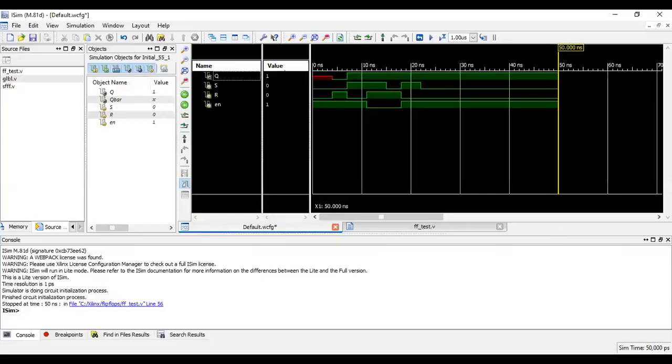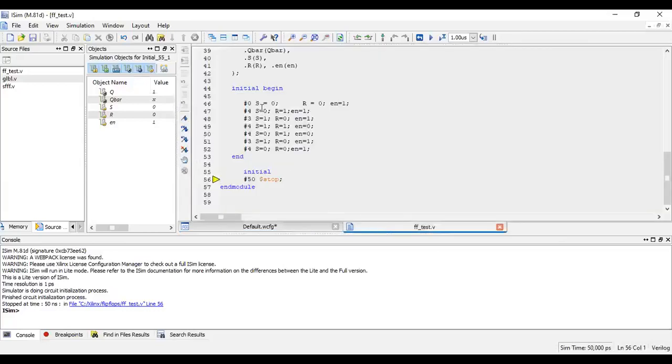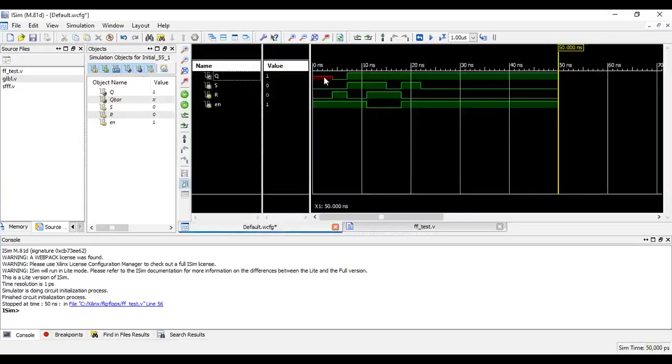Now we have got the output over here. Now if you see the test bench, what are the test cases? Initially S is equal to 0, R is equal to 0, enable is equal to 1. We will get the output only when enable is equal to 1. Only when enable is equal to 1, we will check for S and R values and the output Q will be visualized.